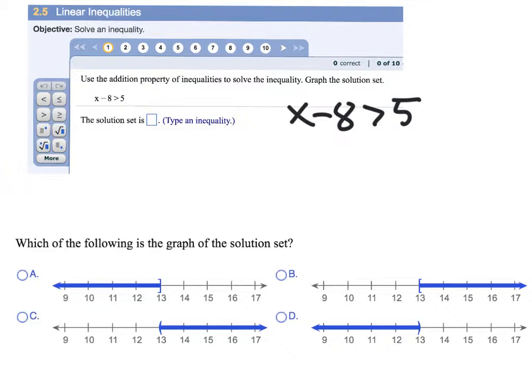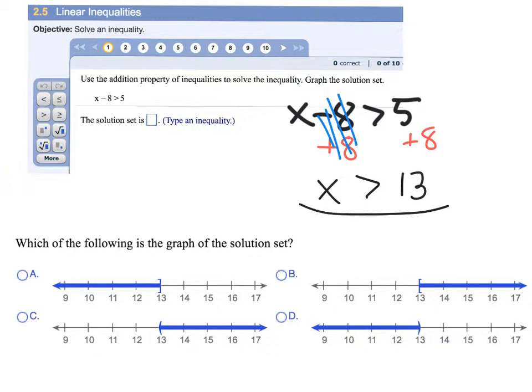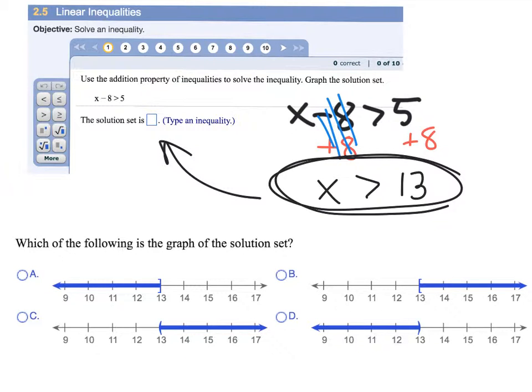So what are we going to do? Well, we're going to add 8 to both sides. So the minus 8 plus 8, that's 0. So now you end up with x is greater than 13. And so that's your inequality. So that's what you're going to write right here. You're going to put x is greater than 13.